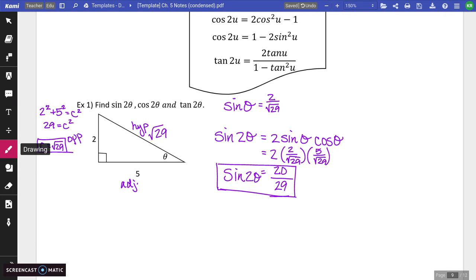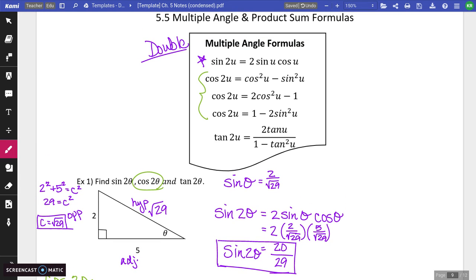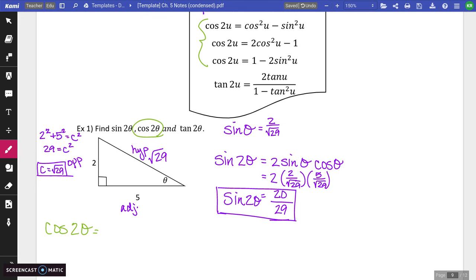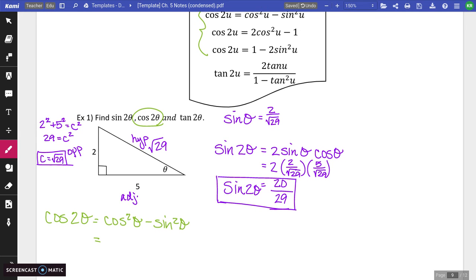All right, now we're also going to find the cosine of 2 theta. Now you'll notice that there are 3 different formulas for cosine, so it does not matter which one you use. You will get the same result no matter what. I'm just going to use the first one. So cosine squared minus sine squared. Well, cosine is 5 over square root of 29. That's going to get squared. And then the sine is 2 over square root of 29. That is also going to get squared.